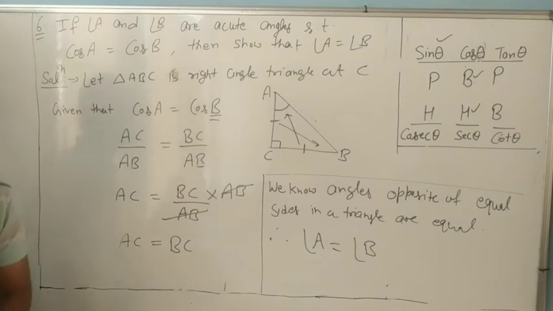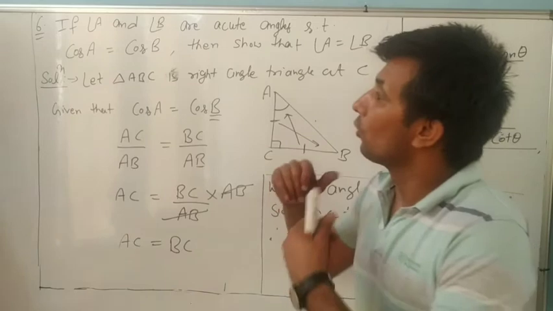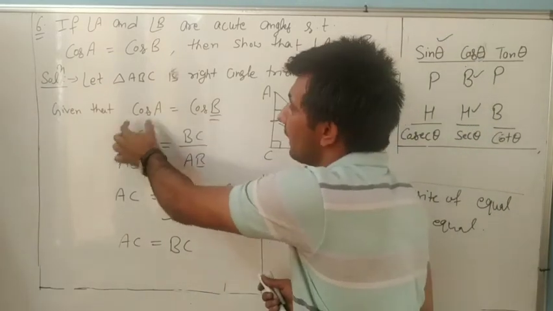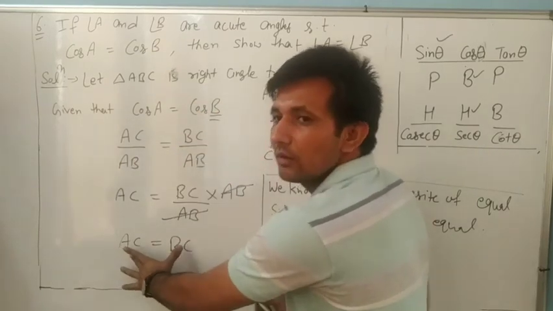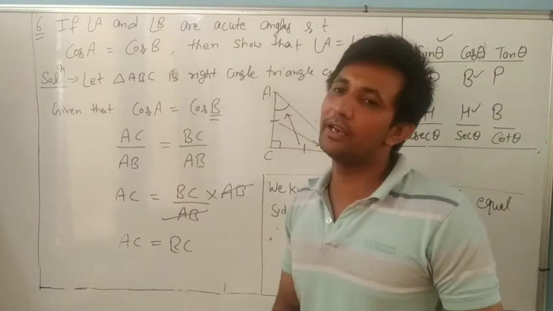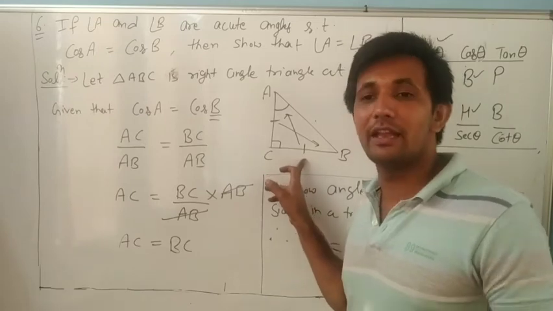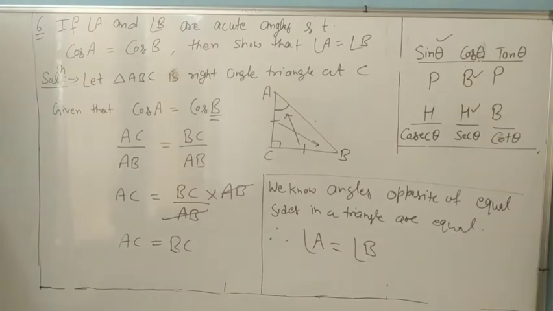Nothing else is given. We only applied whatever is given in the question: cos A equals cos B. So we write the cos A value and the cos B value, and we cut. The sides are equal. If sides are equal, then the opposite angles are also equal. This is only for a triangle, not for a quadrilateral. So always remember, note it down.